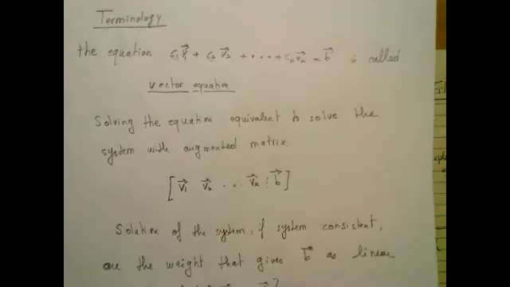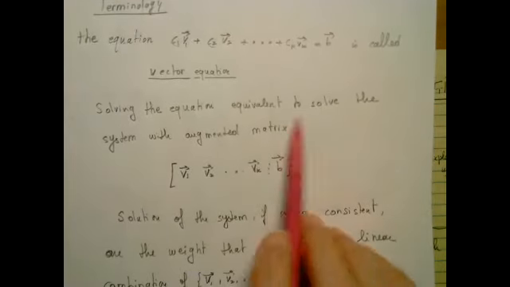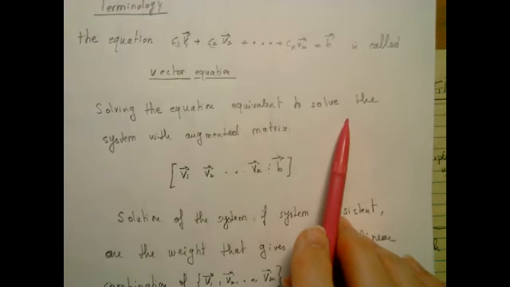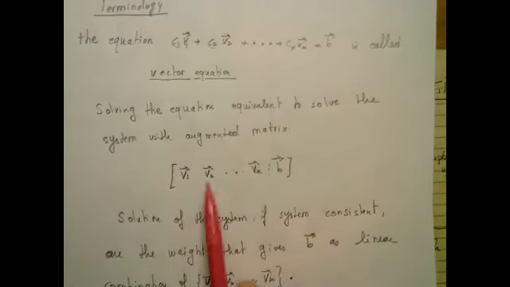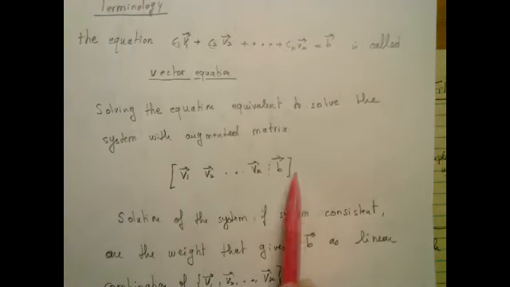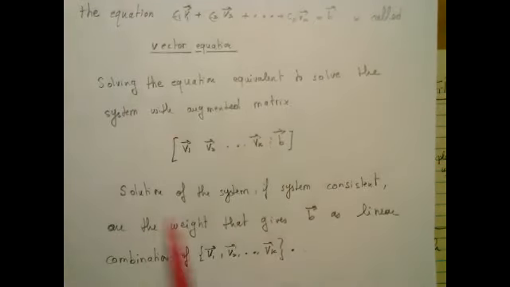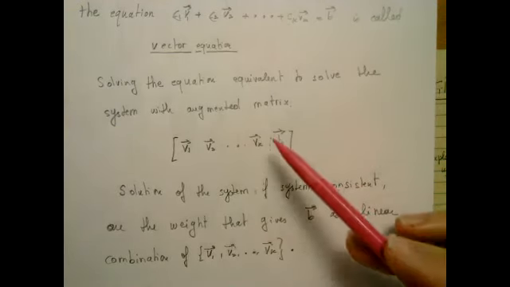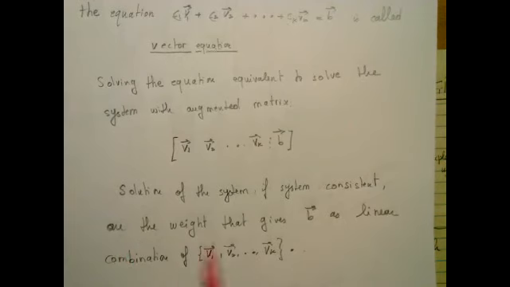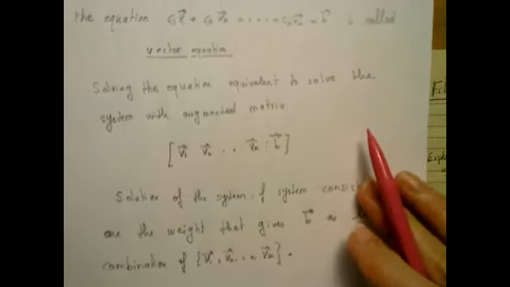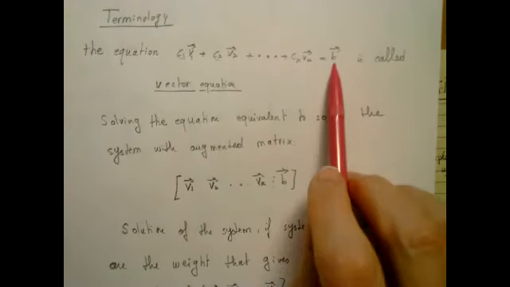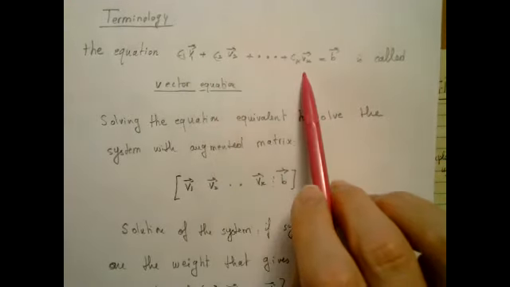Now, when we try to solve this equation, it really boils down to solving the system that has for augmented matrix v1, v2, v3, up to vk, and the augmented term. Once I solve it, if it's consistent, the solutions are the weights that will give B as a linear combination. All right, so that's a little bit of a summary. Showing that B is a linear combination really boils down to solving the system.